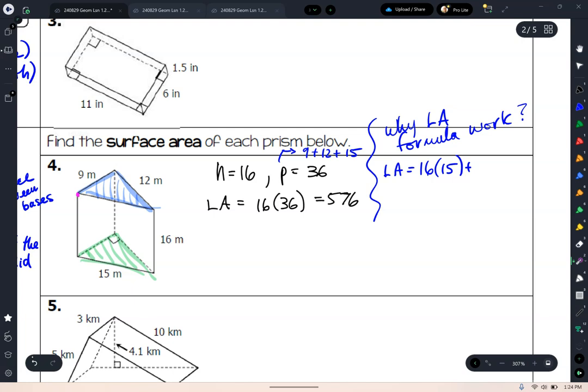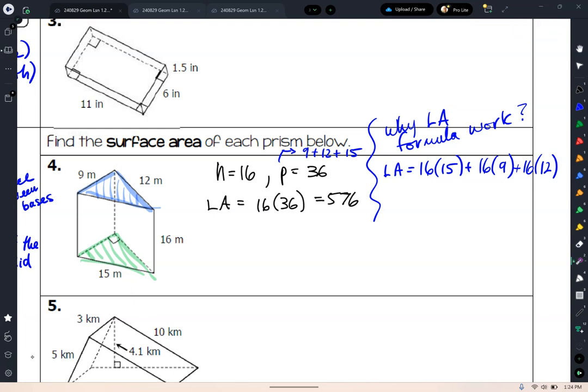Okay. How about this side over here? What math problem would we have to do to find that one? Anyone want to take a shot? Yeah, that'd be 16 times 9, right? Okay. So 16 times 9. And then if we wanted this side right here, so that's going to be 12 and 16, right? Okay, so plus 16 times 12. So those are the 3 lateral areas that we're adding up, right?